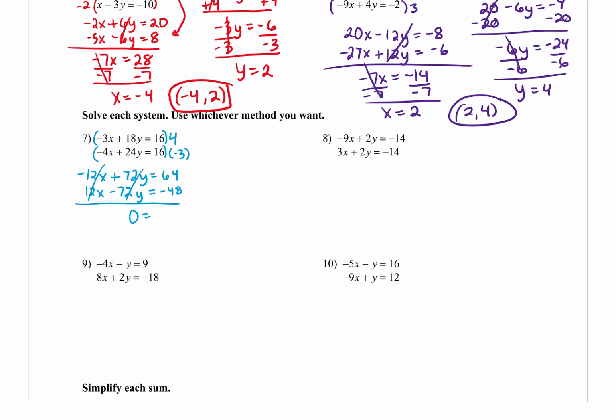Oh no, those both cancel out. This is a special case. 64 minus 48 is 16, and 0 does not equal 16, so this is no solution. That means that there isn't an answer to this. There's no 2 numbers that we can put in for x and y that work out to be 16 on the right side.